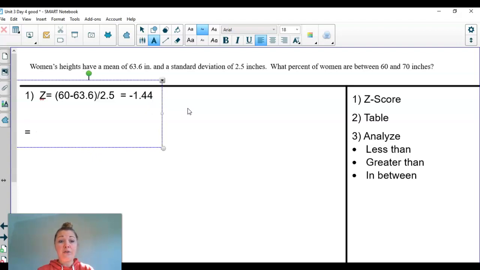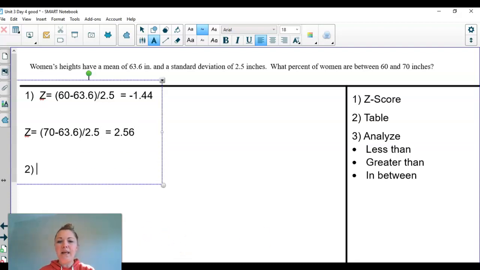Let's do it again for the z-score. We have 70 inches, so 70 minus 63.6 divided by 2.5. Oops, I typed something in wrong. 70 minus 63.6 divided by 2.5 equals 2.56.